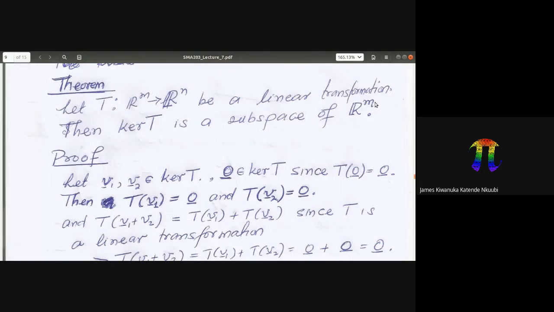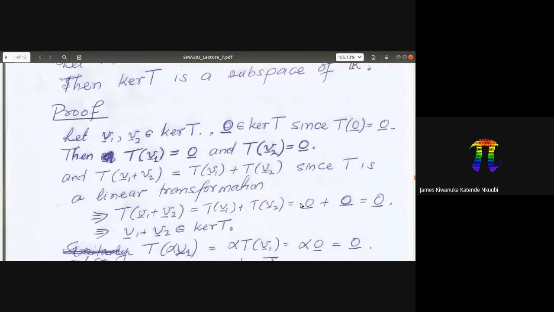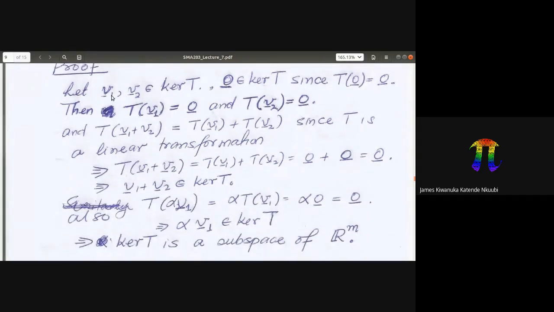So here is a statement that we are now making formal. We have been making this statement before, that if you have a linear transformation, the kernel is a subspace of the domain. And the proof is here. So how do you prove that something is a subspace? First of all, you need to check that if you pick any two vectors in the set, the sum will be in the set. Also, you need to check that a multiple of a vector in the set will also be in the set.